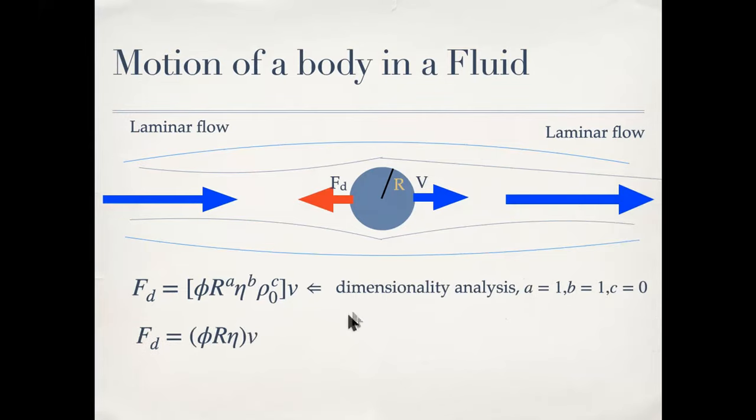Let me repeat that these coefficients A, B, and C are 1, 1, and 0. And then the formula becomes pretty simple. The force is proportional to the radius, to the viscosity, and obviously to the velocity. The only remaining missing thing is that numerical factor denoted by phi. And as you see, this is the beauty of the derivation of an expression using dimensionality analysis, because we don't need to do any complicated mathematics, and we got the exact result.